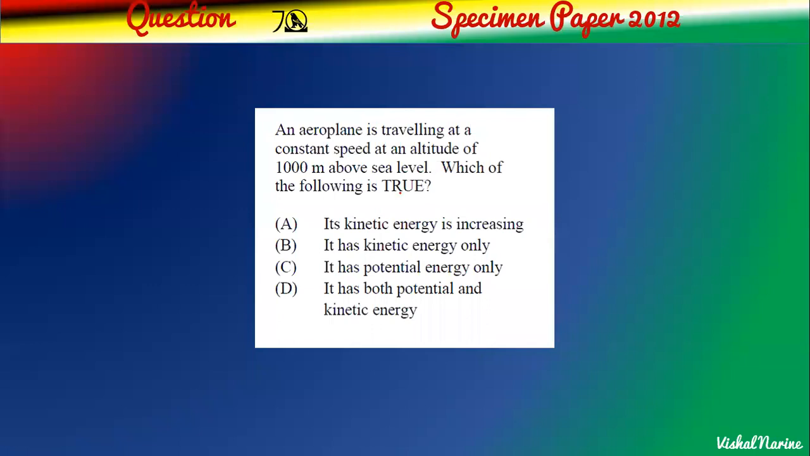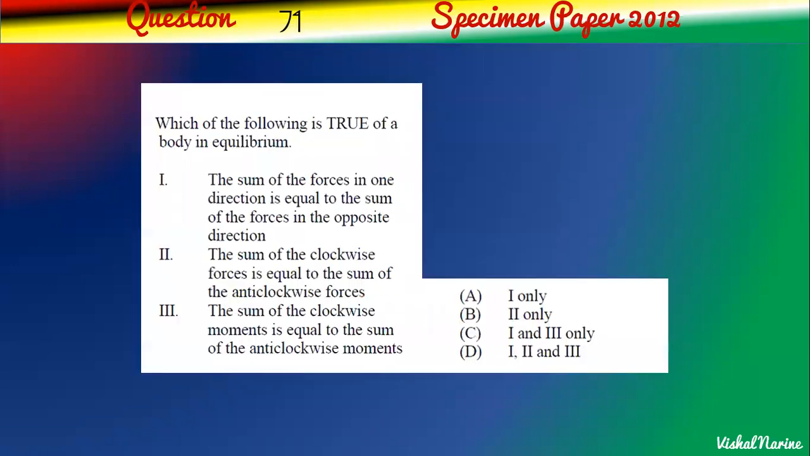All right. So yes, everyone is saying, and you're correct here. This aeroplane is going to get both potential and kinetic energy. All right. 71. 71 deals basically with moment.